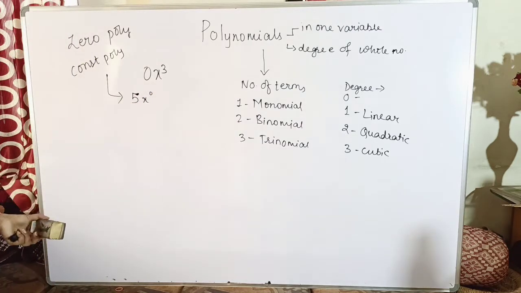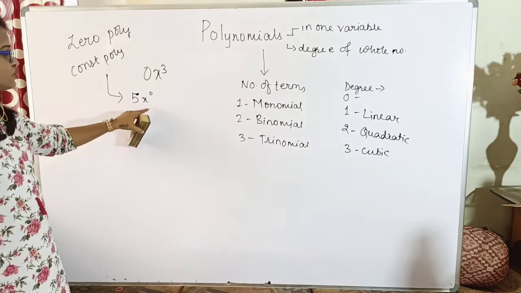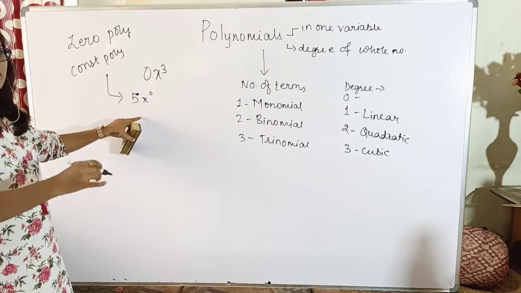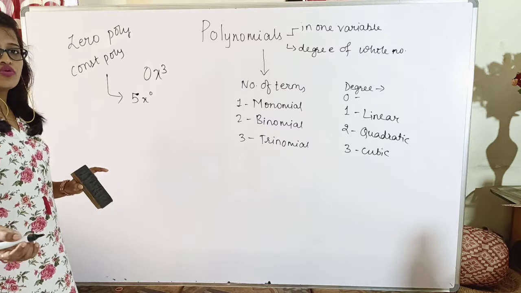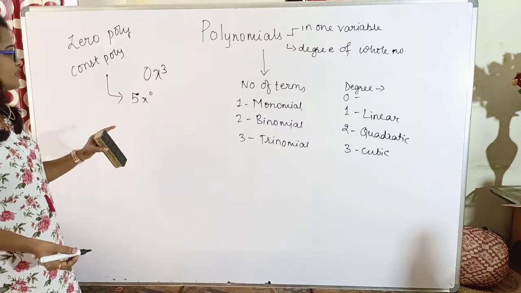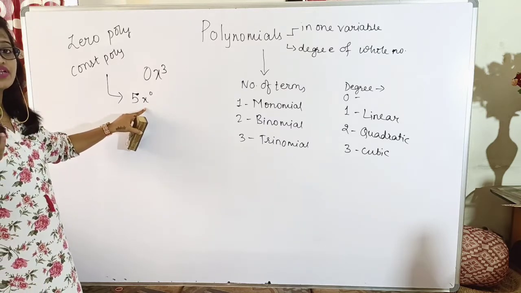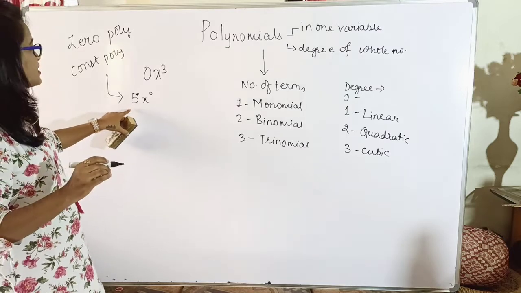Because x raised to 0 will give me the value 1, which means 5 into 1 is nothing but 5. So the value of the expression remains the same, isn't it? So whenever you are taking a constant polynomial, even though there isn't any variable, you can always take a variable with the power at 0, and hence it is termed as a polynomial.